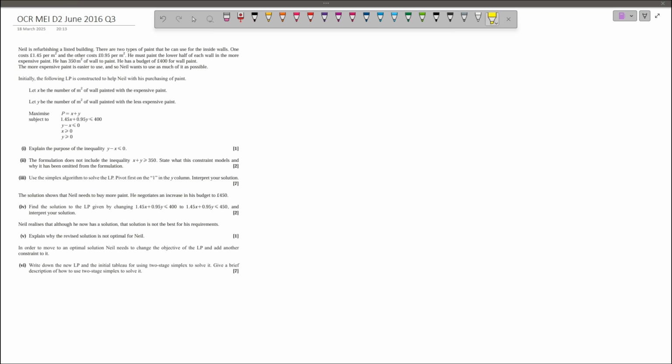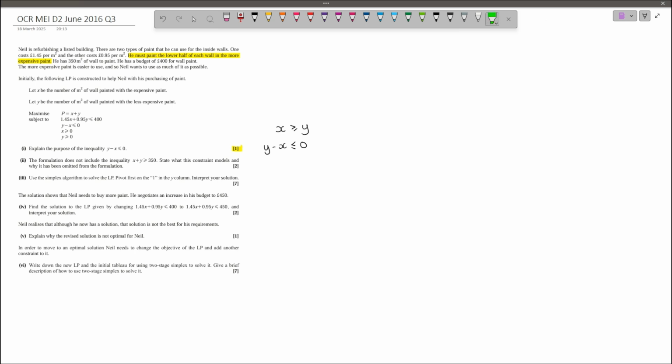And in the question, we're told that Neil must paint the lower half of each wall in the more expensive paint. So if Neil must do that, then the amount of expensive paint must be at least the amount of less expensive paint. So we know that X is going to be greater than or equal to Y, which rearranges to give Y subtract X is smaller than or equal to 0, which is the purpose of this inequality. So we get that independent accuracy mark for giving the reason he must paint the lower half of each wall in more expensive paint.